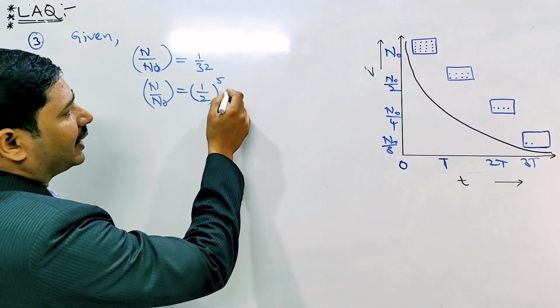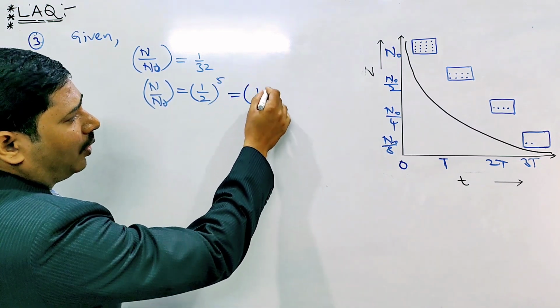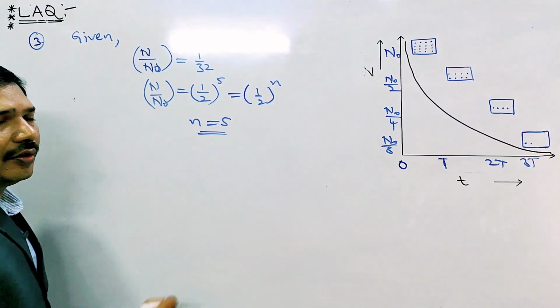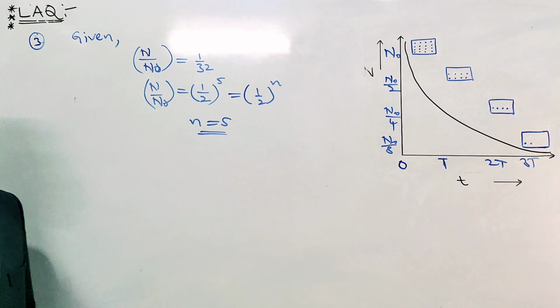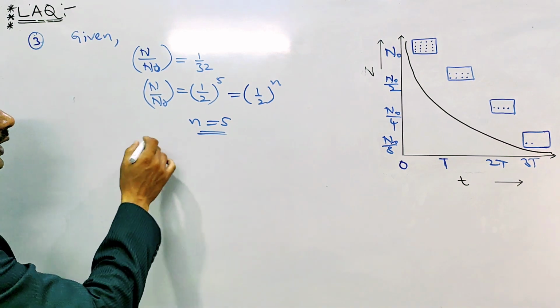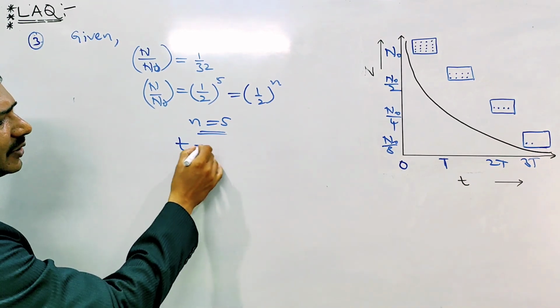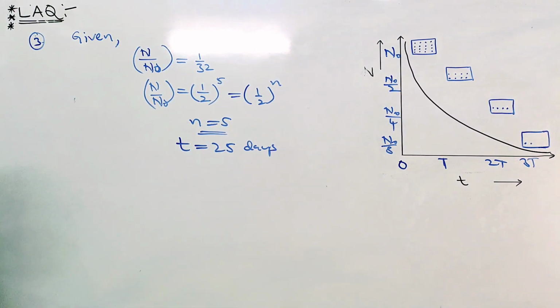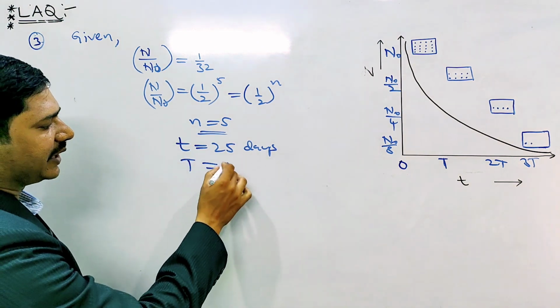That meaning is what? This formula is what? 1 by 2 whole power of n. N equal to how much? 5 half-lives are there. The total stored time also they have given. How many? 25 days they have given. Total time, 25 days. Half-life is what they are asking.